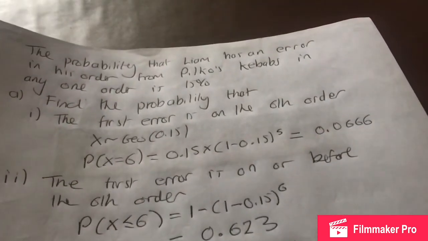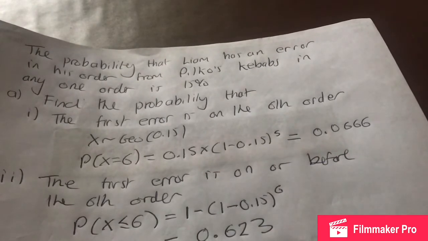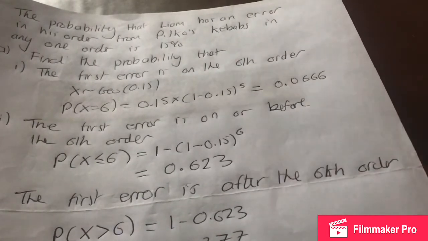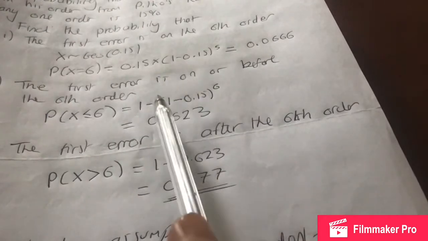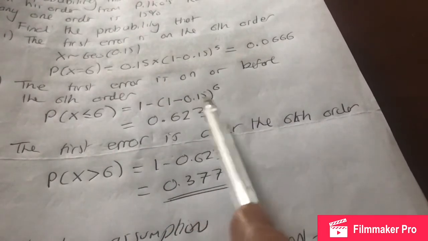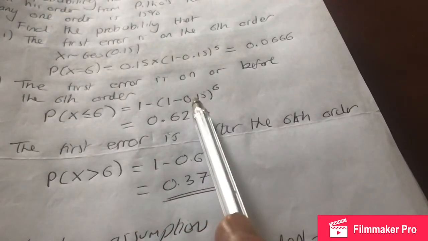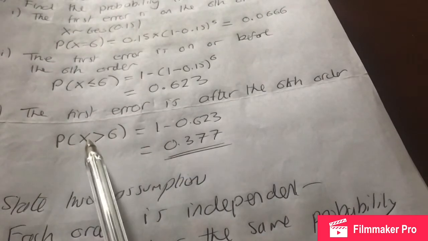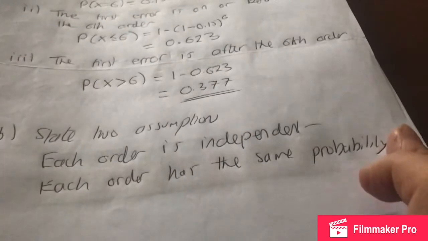Let's just review what we've done there. The probability that the first error was on the 6th order: probability of 1 success times 5 failures. On or before the 6th order: 1 minus 6 failures, or 1 minus 6 error-free orders. And then the third part is just the opposite of the second part. Pause it, maybe have a good look at those, and don't forget your assumptions.